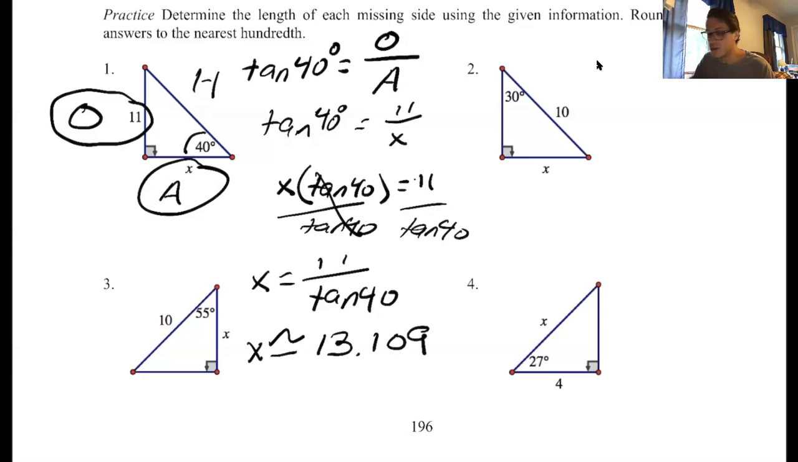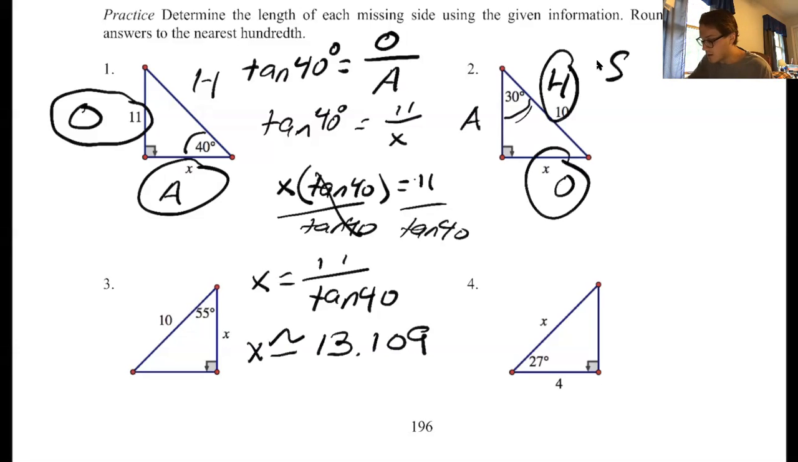Okay, let's do one more here with number 2. Again, we mark our reference angle. So that's what we're looking at here. Our hypotenuse is always across from our 90-degree angle. Since this is our reference angle, that makes this side the adjacent, and this side is the opposite in this case, right? So I have information on H and O. So SOH is sine of 30 degrees equals SO over H, which is x over 10.